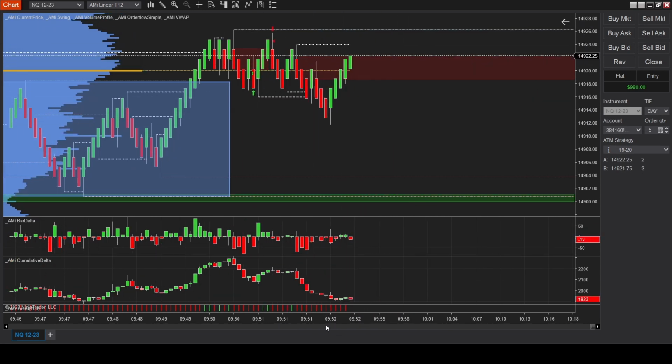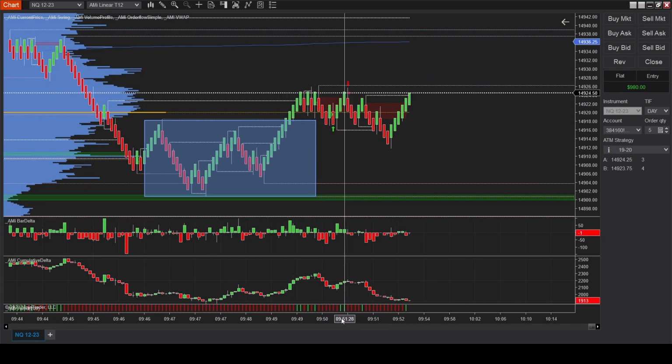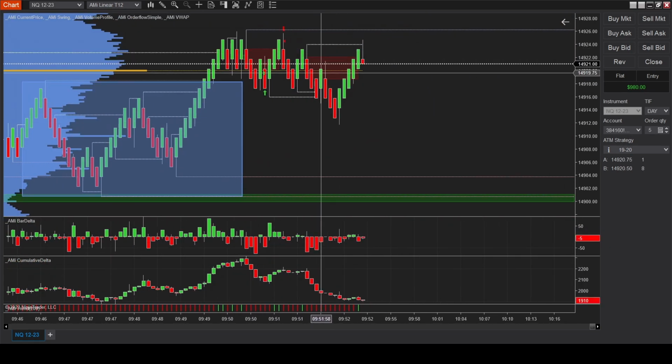Market is pushed back right now. Sellers are being pretty aggressive. We have very large imbalance zones.